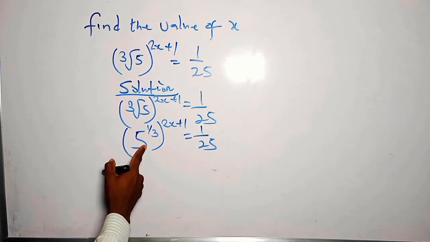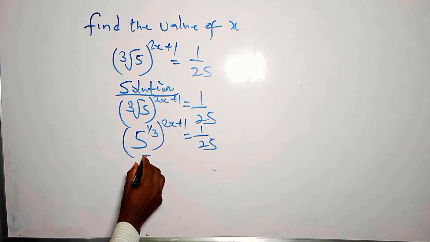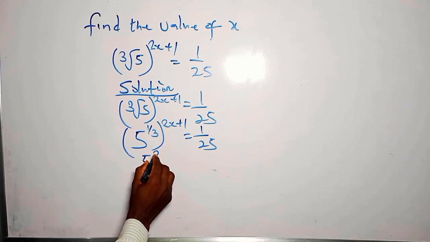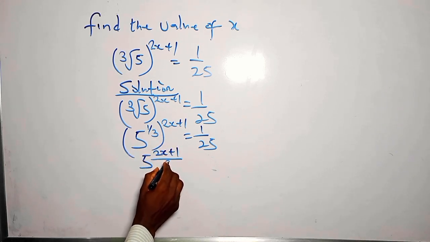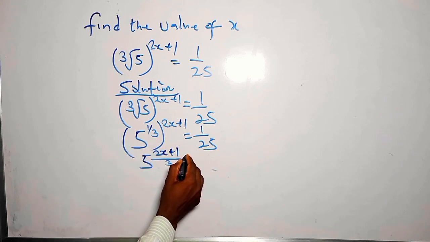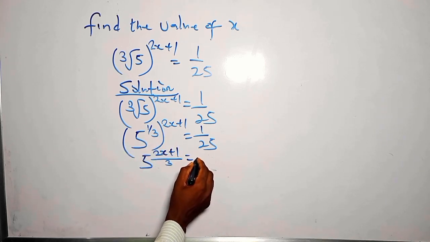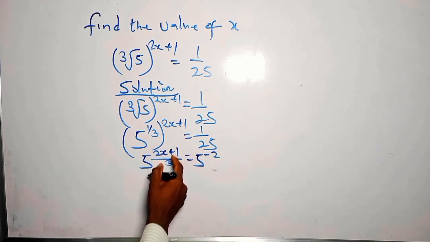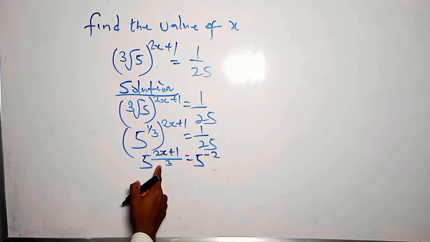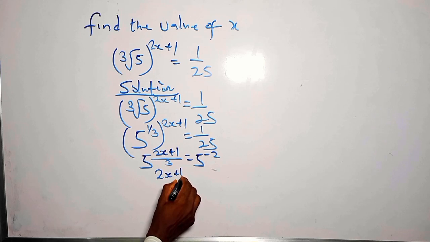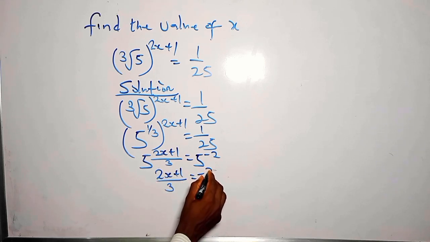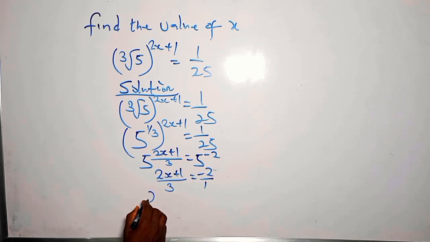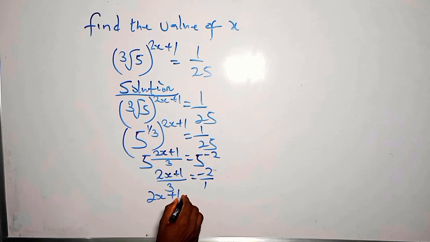Okay, so for this, when we apply the exponent law, we have 5 raised to power 2x plus 1 divided by 3, we multiply this. And for this, we have this as 5 raised to power minus 2, which is now as this. So since we have the same base, here we have 2x plus 1 divided by 3 equals minus 2. So we cross multiply. So we have 2x plus 1 equals 3 times minus 2, that is minus 6.